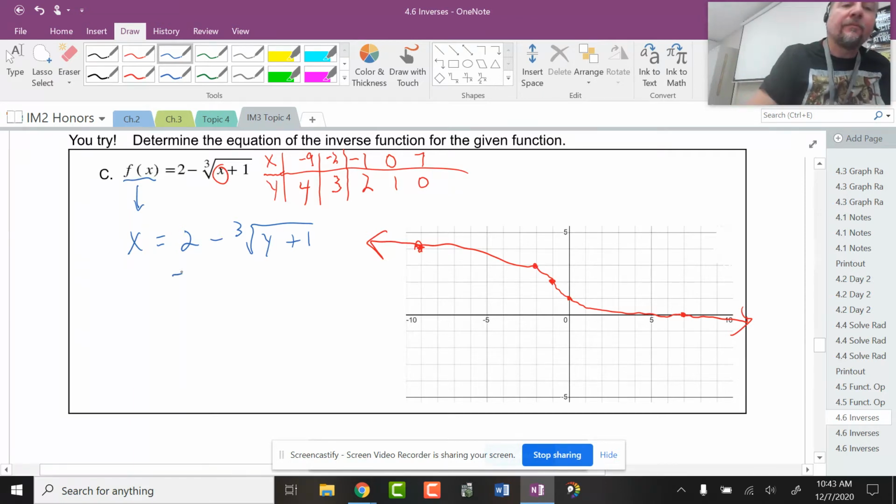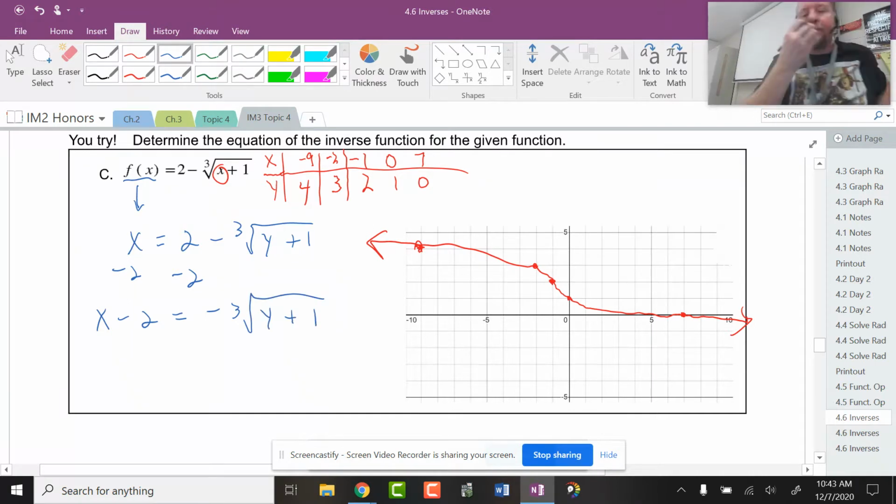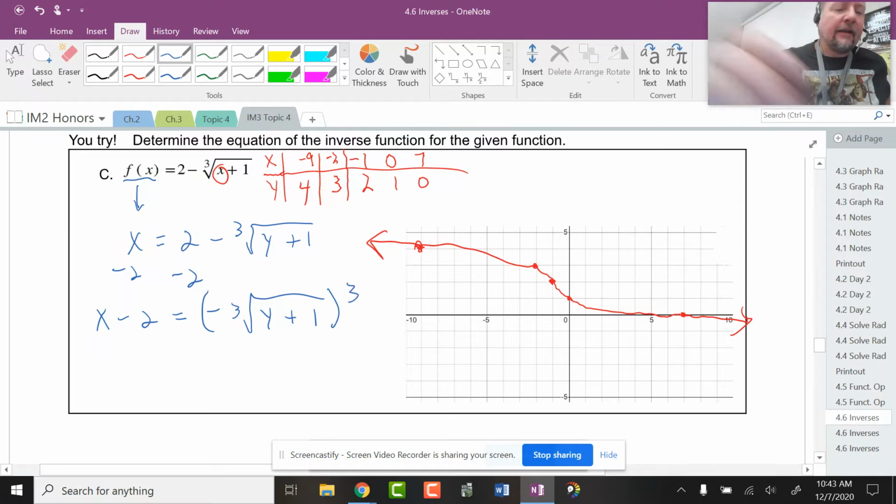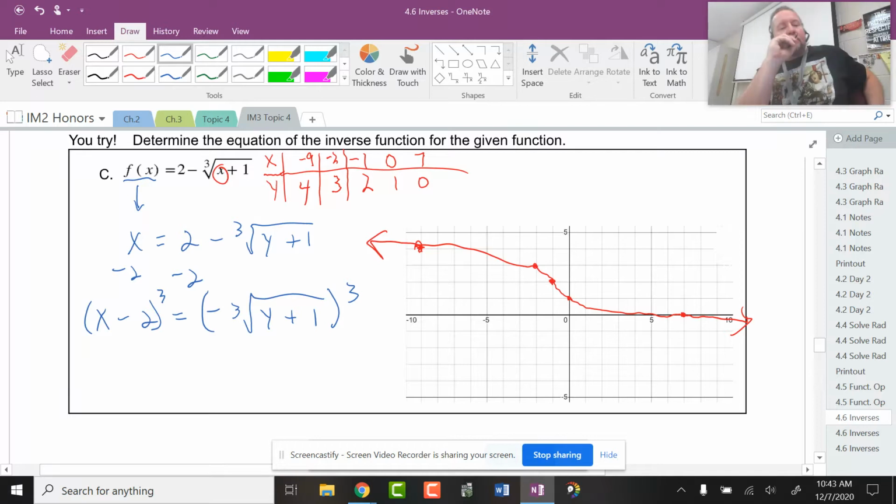Subtract 2. Okay. So x minus 2 equals the negative cube root of y plus 1. What do you think you do next? Cube. Now, I'm going to tell you the same warning that I told, I forgot who, on the previous question in the notes. What is a negative cubed? It is negative, so you don't lose the negative.